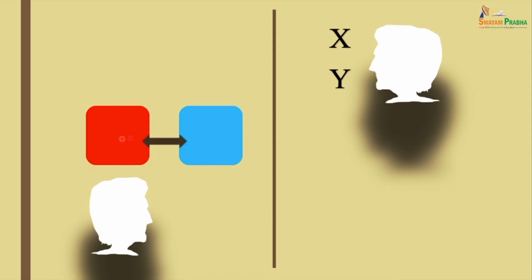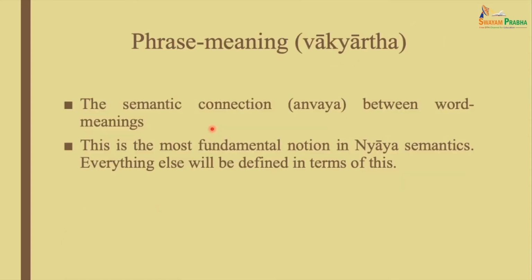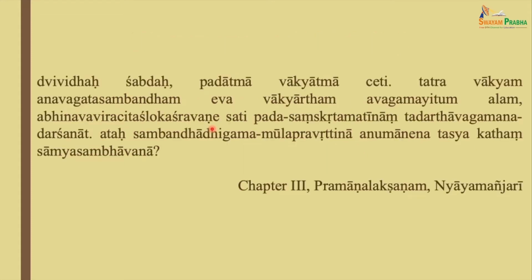And the meaning is neither the meaning of X nor the meaning of Y, but a different entity, which is the connection between the meaning of X and the meaning of Y, right? So it's called Anvaya in Sanskrit. So thus, we repeat, the semantic connection or Anvaya between the word meanings is the phrase meaning or Vakyartha. This is the most fundamental notion in Nyaya semantics. Everything else will be defined in terms of this.